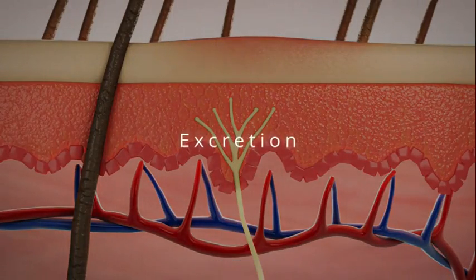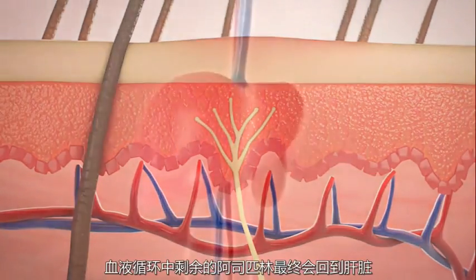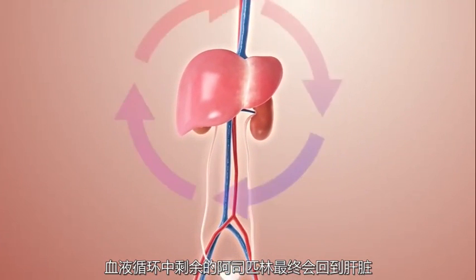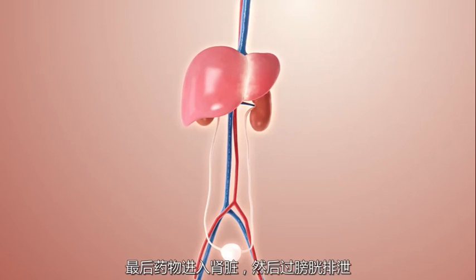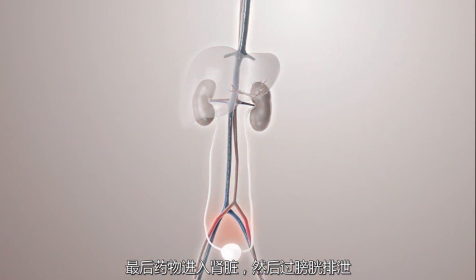Excretion. Any remaining aspirin in the blood will go round and round the blood supply, going back through the liver several times until it is all used up or filtered out of the body. It travels into the kidneys and then into the bladder for excretion.